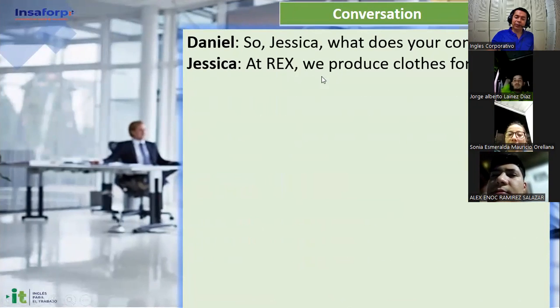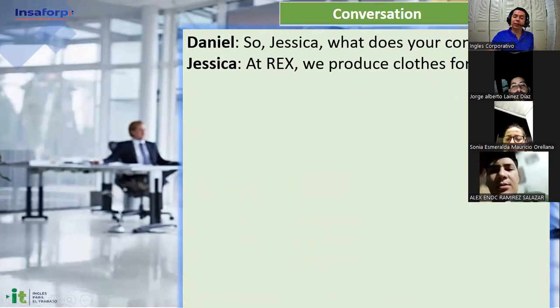At Rex, continuamos con Rex, you know. At Rex, we produce clothes for kids. How do you translate this in Spanish? Clothes for kids? Ropa para niños. No. Ropa para cabritos.